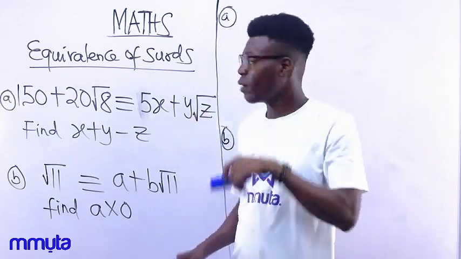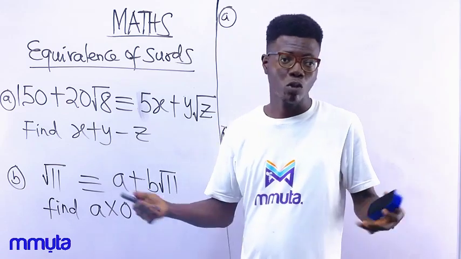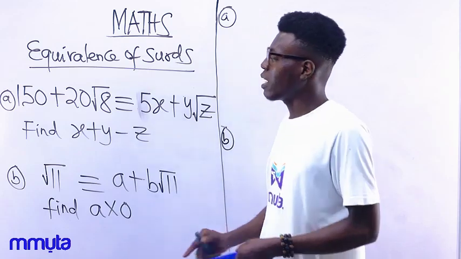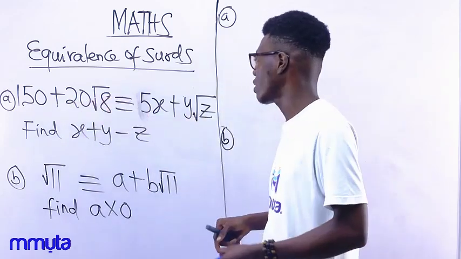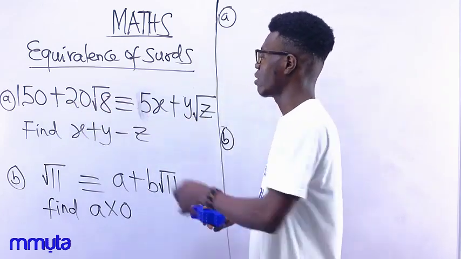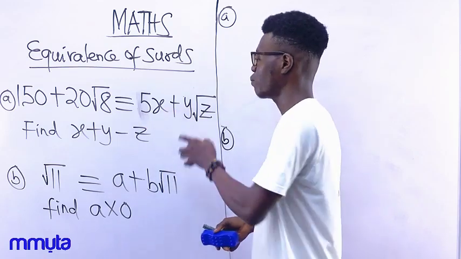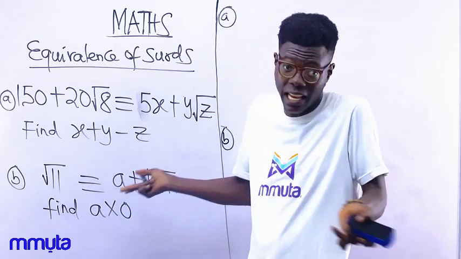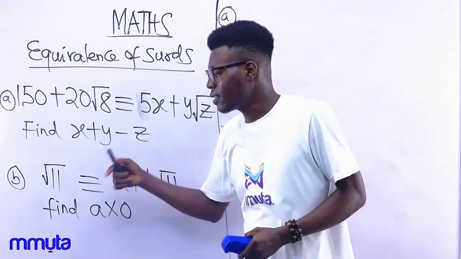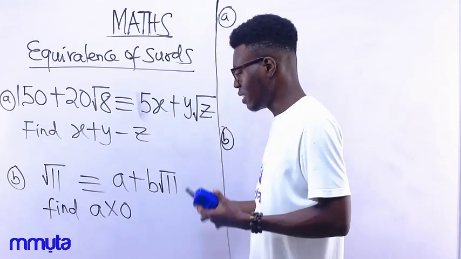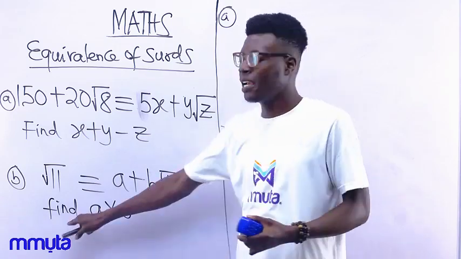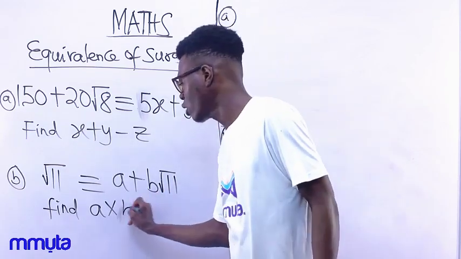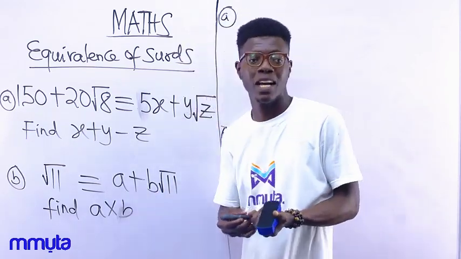We are still on equivalence of surds, and we want to resolve the questions under here. We have it that 150 plus 20 root 8 is equivalent to 5x plus y root z, and we are told to find x plus y minus z. And then the second part says root 11 is equivalent to a plus b root 11. Find a times b. So we are told to resolve a times b.